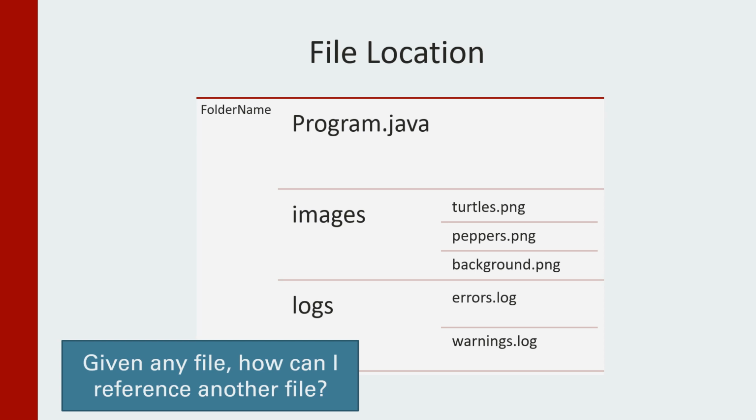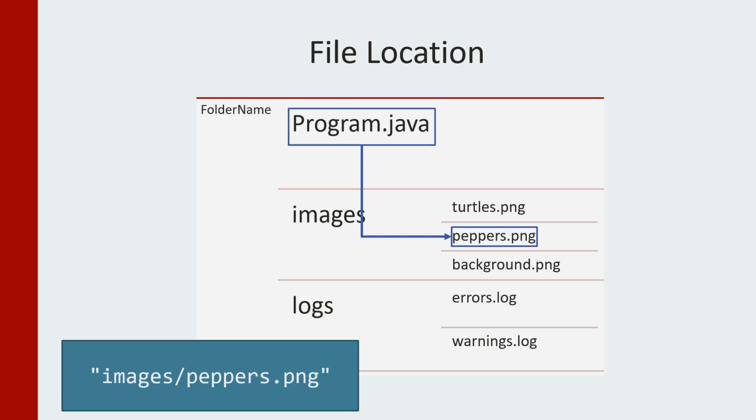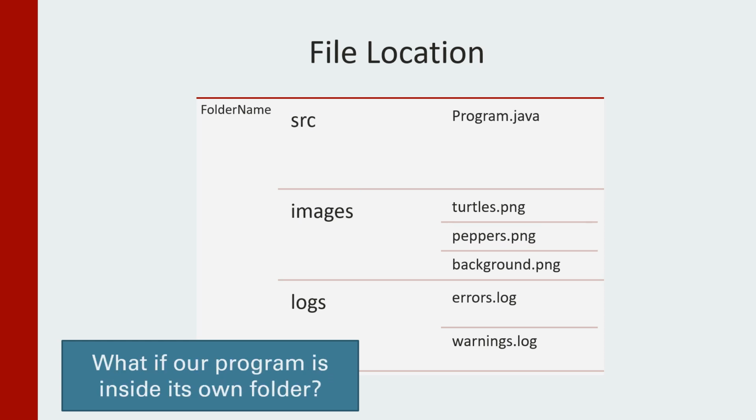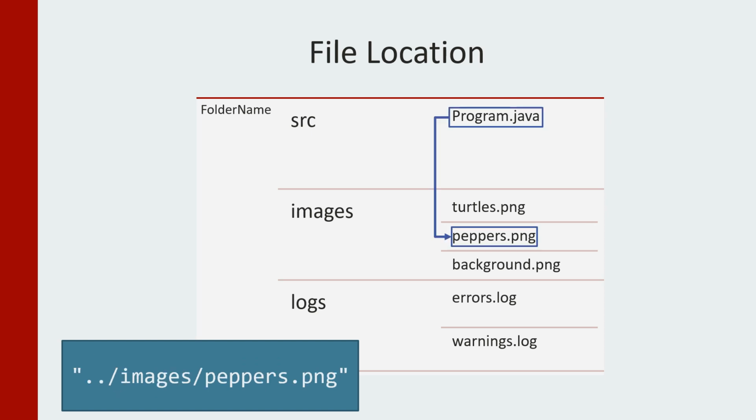So normally, of course, you're going to have some sort of Java file or program that you're running that lives inside some sort of folder, and you can have folders or directories underneath that. Given any file, you can reference another file using a direct reference. If our program is inside of its own folder, you can again use the dot dot to go up a level and then go inside to see another file.